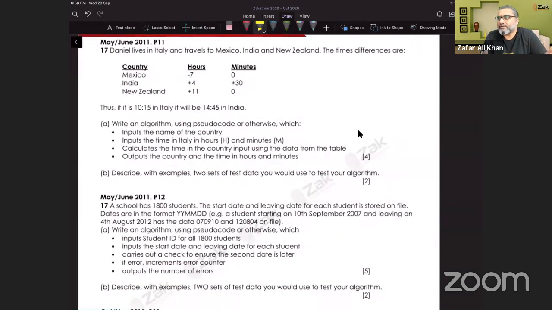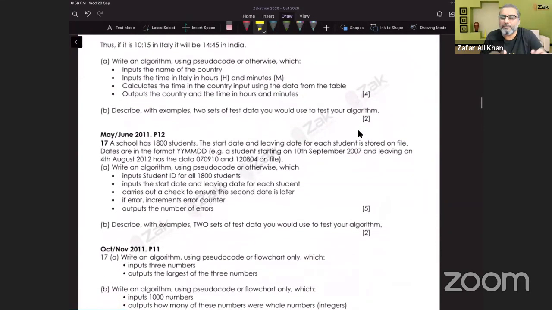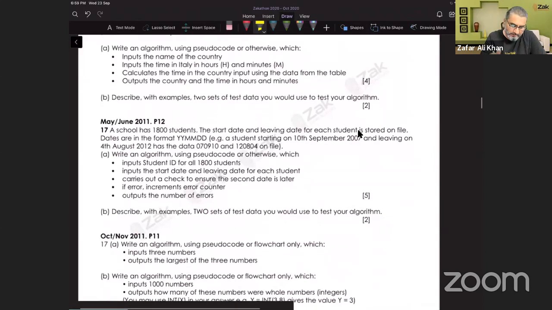Daniel lives in Italy and travels to Mexico, India and New Zealand. The time differences are these. Thus, if it is 10:15 in Italy, it will be 45 past 14 in India. So write an algorithm that inputs the name of the country, inputs the time in Italy, calculates the time in the country and outputs the country and the time. That's it. Do it once. So this is not any format. This is without format.